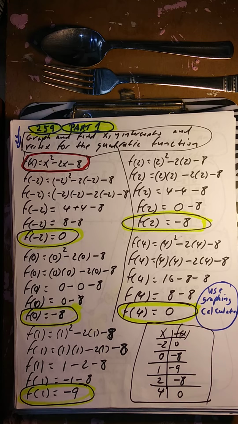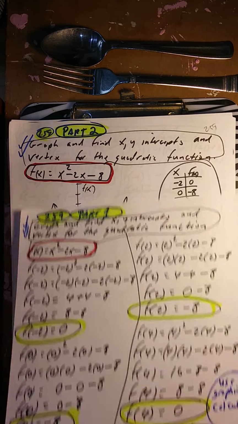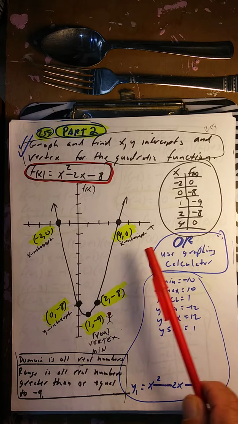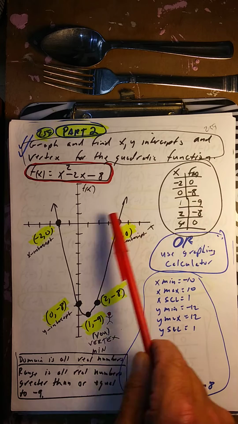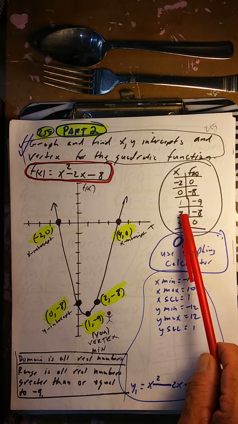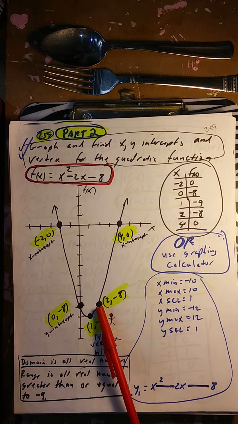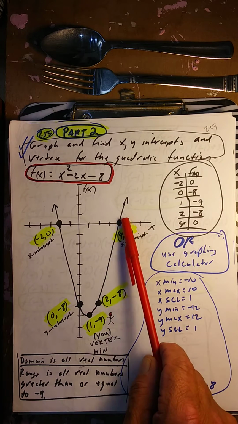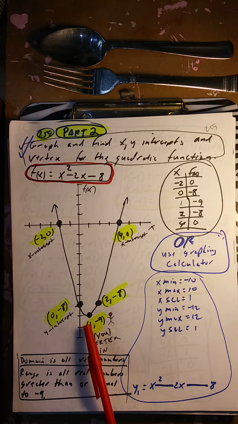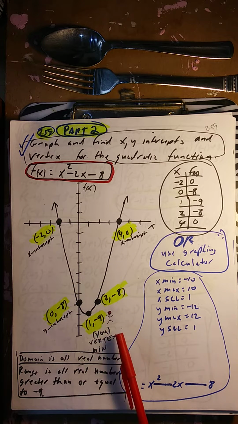So we have a table. Now, we're going to graph it. Here we go. We have our table. We have our points. -2, 0. 0 and -8, 1 and -9, and 2 and -8, and 4, 0 right there. So we have x-intercepts right there, y-intercept right there, vertex, 1 and -9. Okay, there you are. That's you right there. So up there, the vertex.